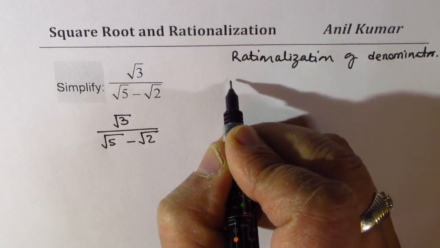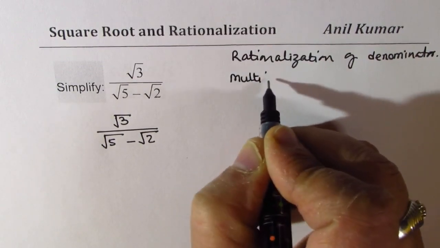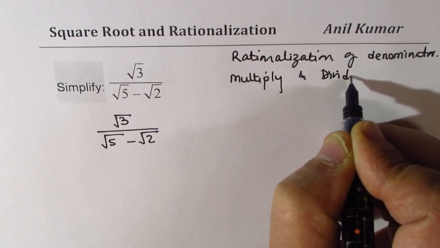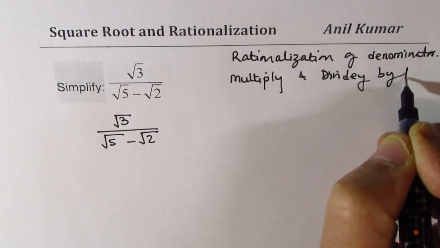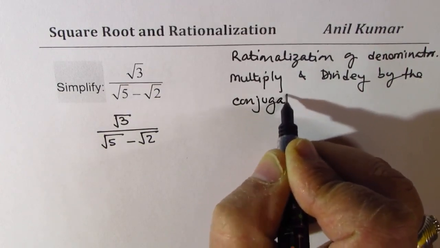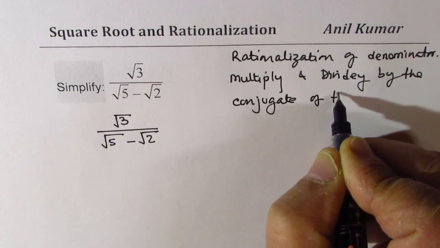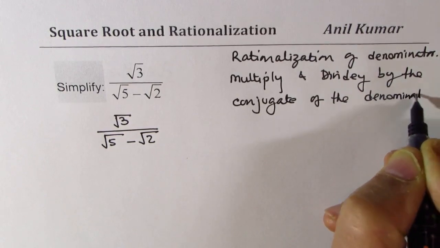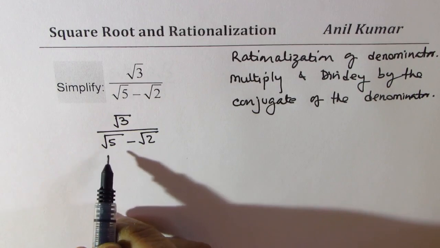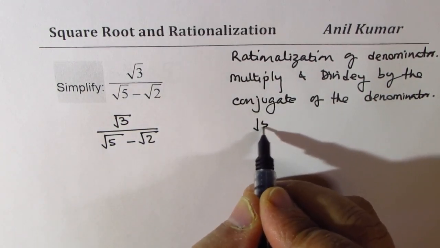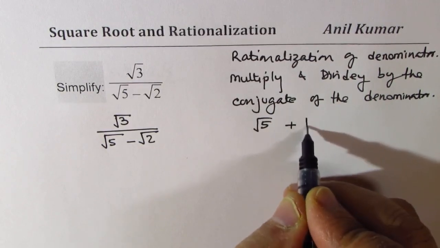That means multiply and divide by the conjugate of the denominator. In this case, the denominator is square root 5 minus 2, so the conjugate will be square root 5 plus 2.